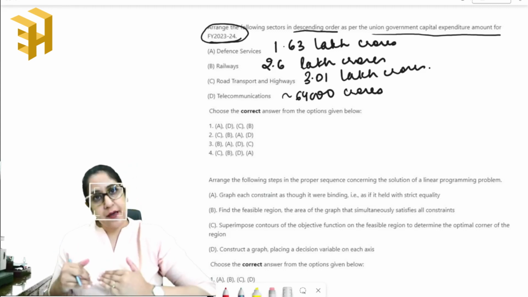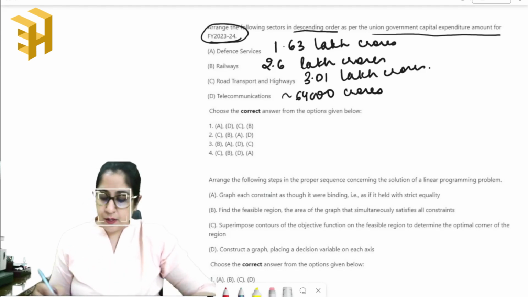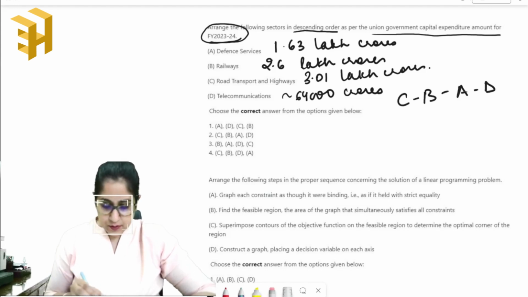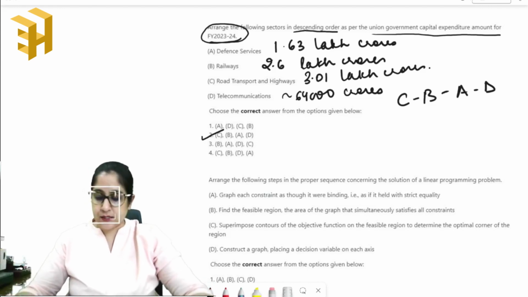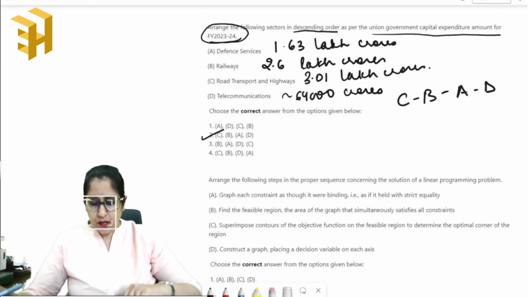So arranging them in the descending order, we will get C, B, A and D. So C, B, A, D, option 2 will be your right answer in this case.